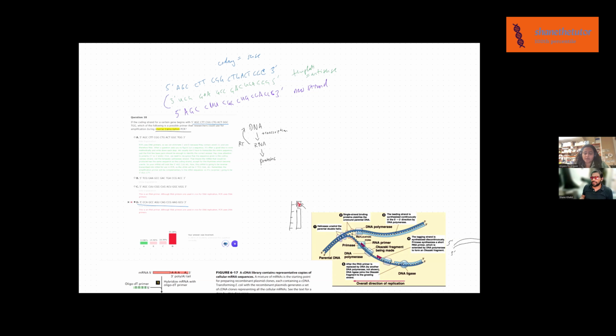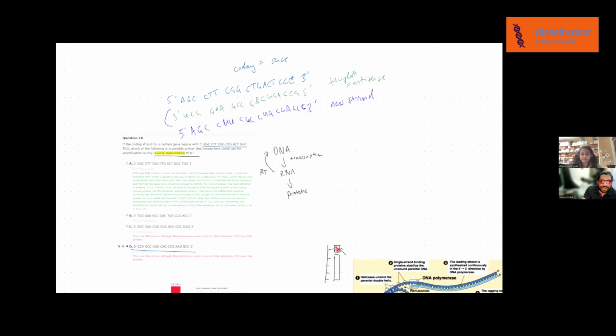In addition to C and D being RNA. And see how it says, although RNA primers are used in vivo for DNA replication, PCR uses DNA primers. So keep that in mind. Okay, sounds good.